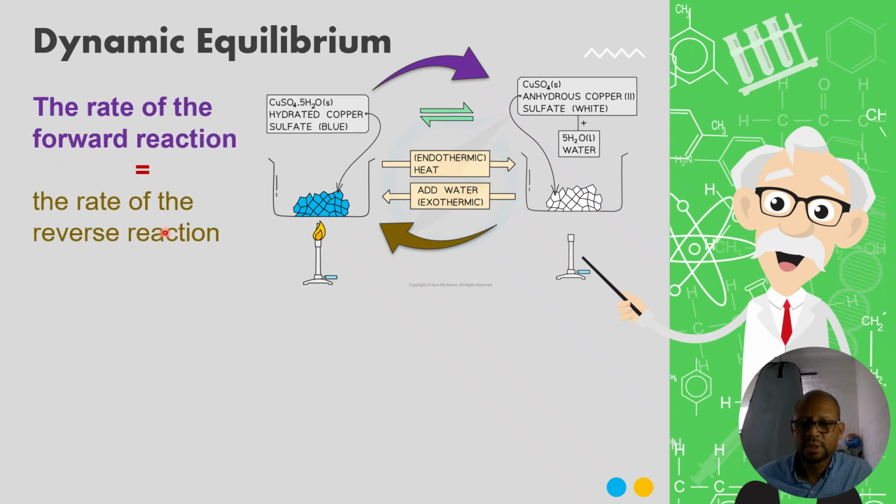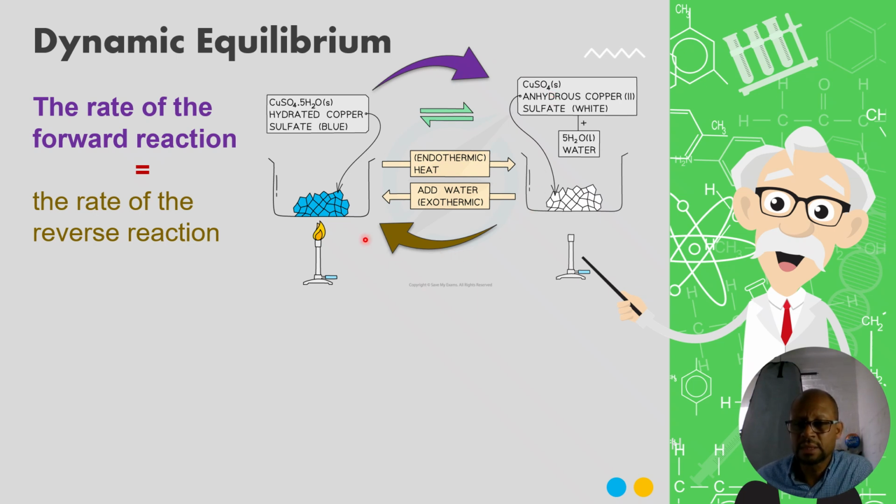When that happens, you find that both reactions are taking place, but they're taking place at the same rate. So the rate of the forward reaction equals the rate of the reverse reaction. You have what we call a dynamic chemical equilibrium, or just, for short, a dynamic equilibrium reaction. Now, in this particular case, the way I explained it is that I first referred to the forward reaction, then I mentioned the reverse reaction.